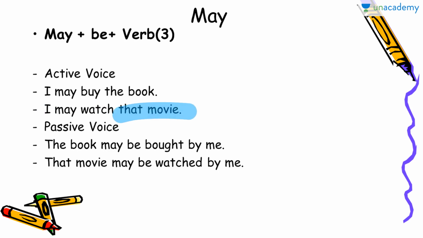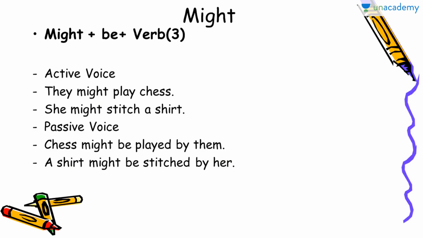So that movie will come in the starting, which is the object. So in place of I we have that movie. May remains as it is. Then we put be and then watched, which is the third form of watch, and by whom? By me. Next we see might. Might is sort of past form of may. Whenever we have might along with a verb first form in active voice, when we need to change the sentence to passive, it will start with object followed by might plus be plus verb third form.